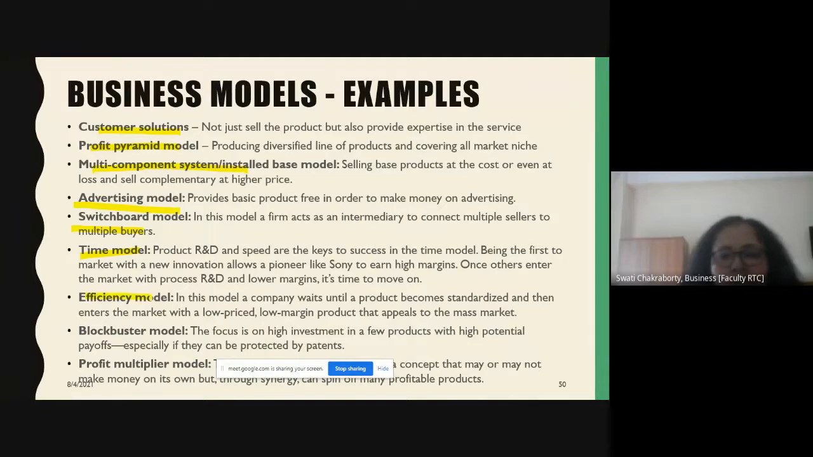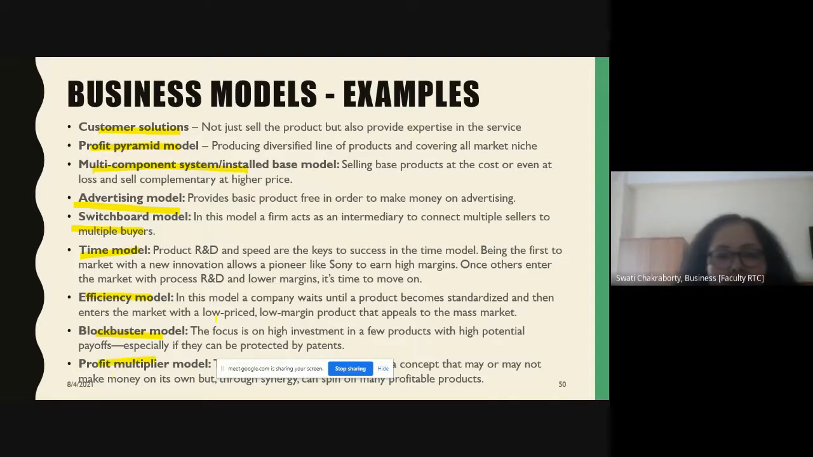Then we come to the efficiency model. The efficiency model is where the company waits until a product becomes standardized and then enters the market with a low-price, low-margin product that appeals to the mass crowd. Blockbuster model focuses on high investment in few products with high potential payoffs, which is actually protected by patents.